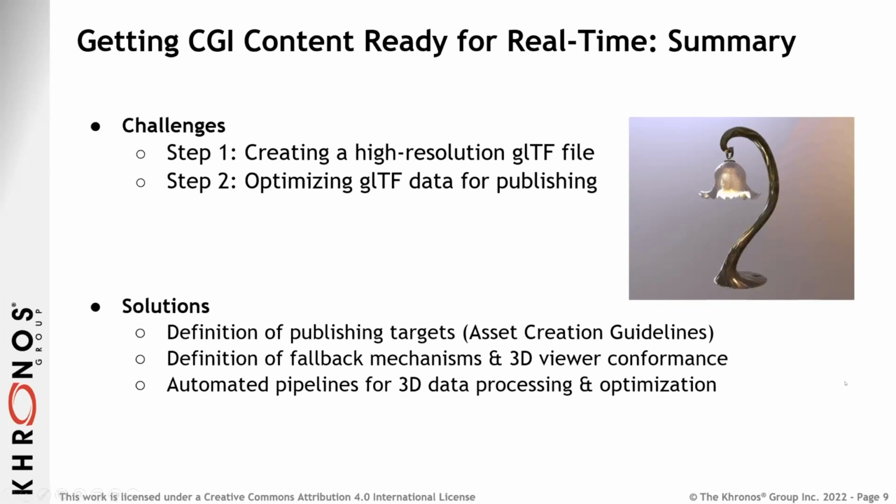We have seen that the publishing targets and the asset creation guidelines from Khronos can actually be helpful if you want to understand the rough recommendations for what mesh resolution, texture resolution, etc. is suitable. And then there are also fallback mechanisms for 3D viewer conformance in case extensions aren't supported. So you might want to test the different assets on different platforms before deploying.